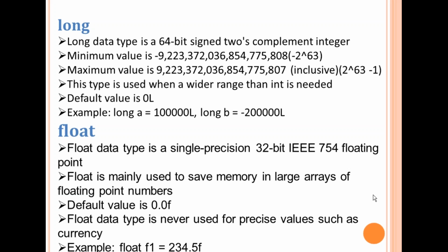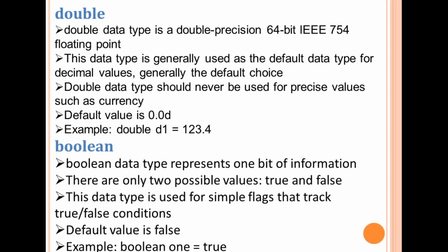The next data type is double. Double data type is a double precision 64-bit IEEE 754 floating point. This data type is generally used as the default data type for decimal values, generally the default choice. Double data type should never be used for precise values such as currency. The default value is 0.0d. An example could be double d1 equals 123.4.